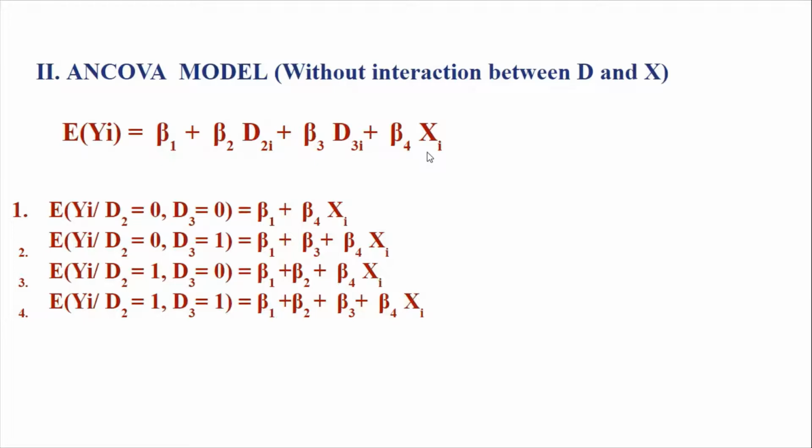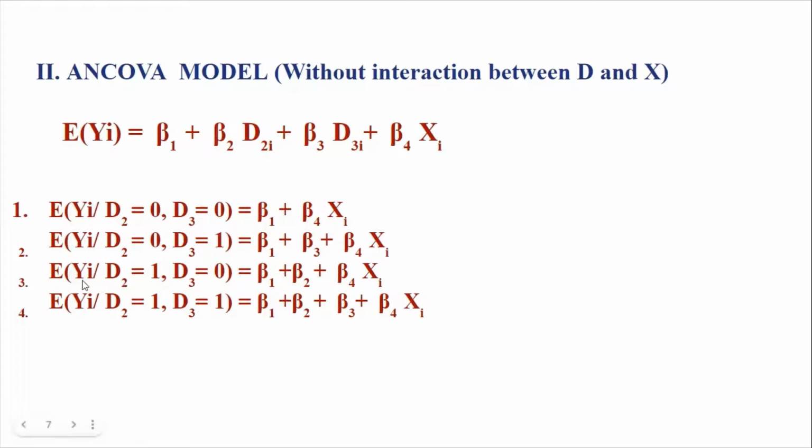Now, in this case of the ANCOVA model, how are we going to write down the 4 different regression equations? Again, the same process is followed. The expected value of yi for given d2 equal to 0 and d3 equal to 0, so this would be male and married. If you put d2 and d3 as 0, the expected value of yi would be beta 1 plus beta 4 xi. The next is the expected value of yi for unmarried males, which would be beta 1 plus beta 3 plus beta 4 xi.